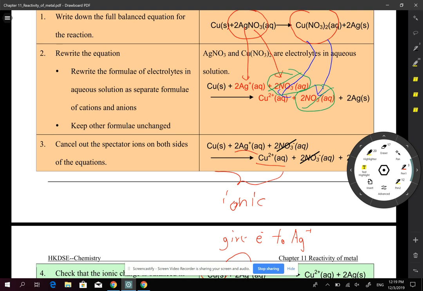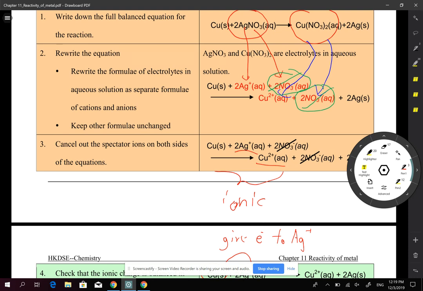So magnesium is magnesium. The nitrate must be removed, leaving 2 silver Ag plus and Mg 2 plus and 2 silver. After you know the concept, no need to rewrite it into 3 equations. Just remove the nitrate.